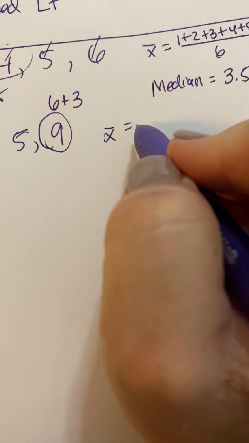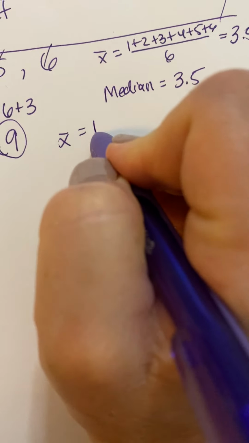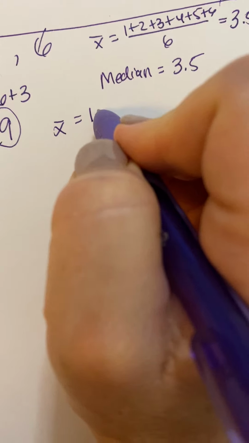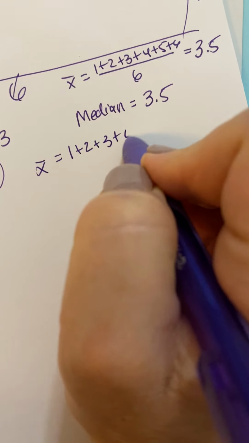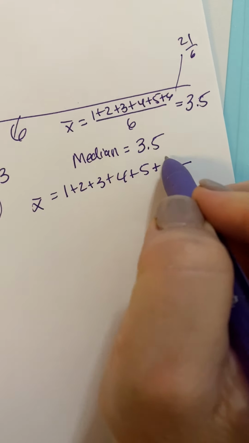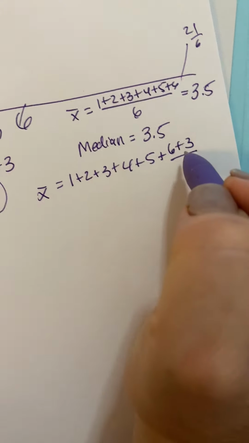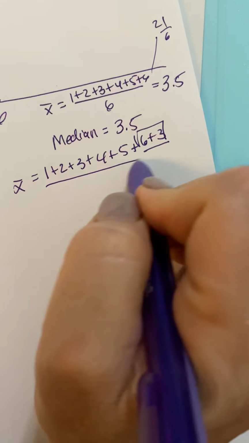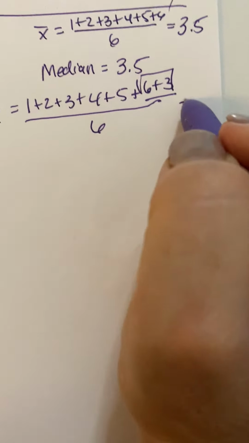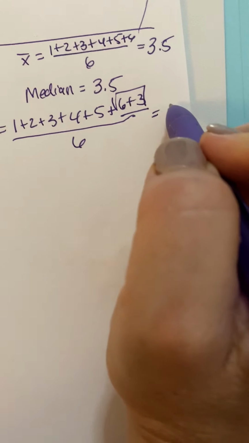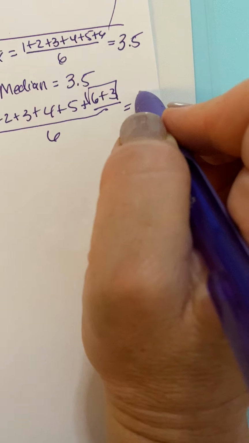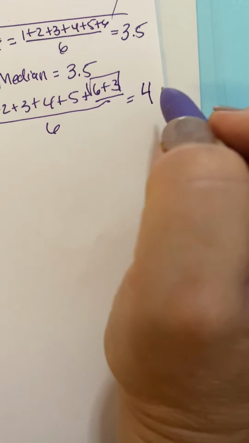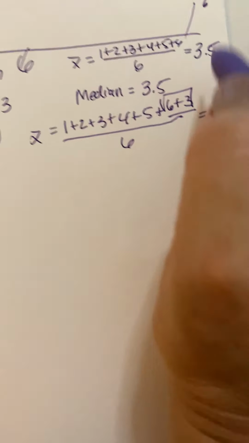So now it's going to be 1 plus 2 plus 3 plus 4 plus 5 plus 6. So that's 21, right? 1 plus 2 plus 3 plus 4 plus 5 plus, and this instead of 6 is 9. So 6 plus 3 is really what it is, 9. Still divided by 6. Well, and then if I do the math, that's 24 divided by 6. So it's going to be 6, right? No, 24 divided by 6 is 4. Okay. Which is increased by 0.5.